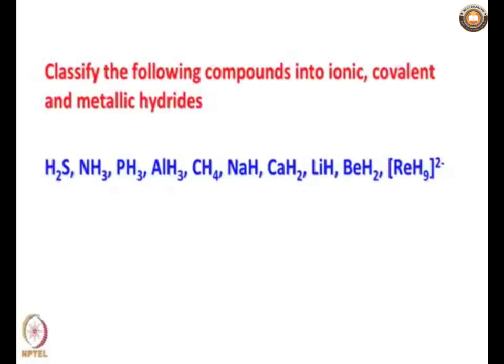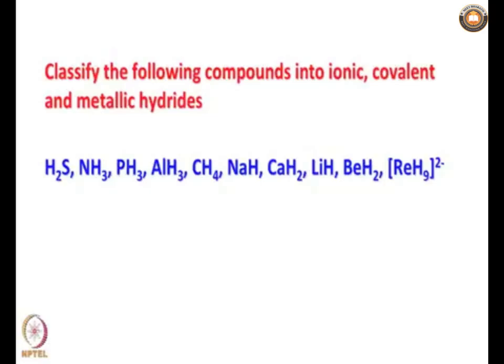All are listed here. Before we classify them into ionic, covalent or metallic hydride, we should look into the electronegativity of the atom that is combined with hydrogen, and we should compare. If the electronegativity difference is greater than 1.2, then obviously we can expect the bond to be ionic. If it is less than 1.2, one can expect the bond to be covalent, and in the case of metal hydrides we can clearly see the presence of a D block or F block element in it.